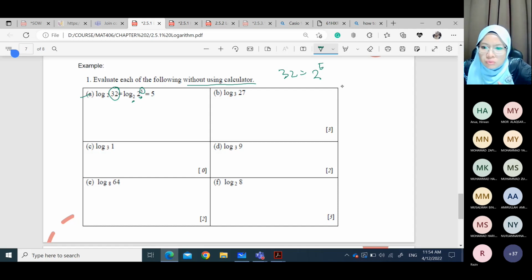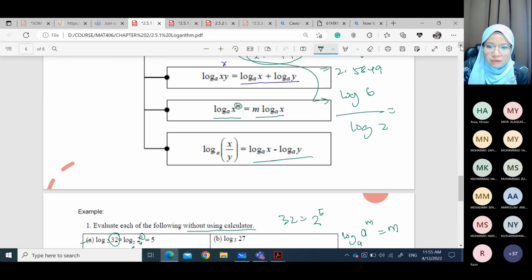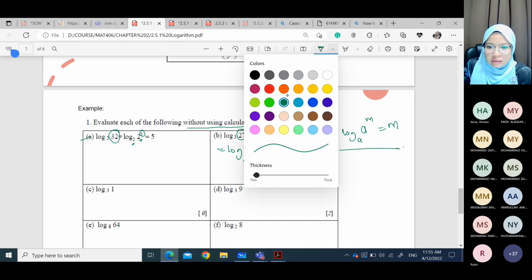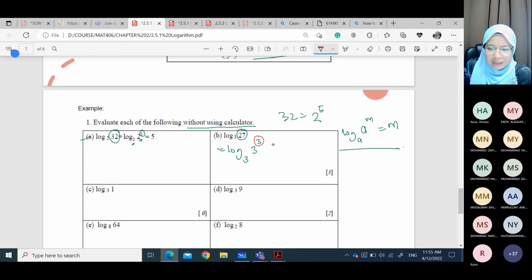Okay, so ini adalah dalam hukum logaritma, iaitu log A to the power of m, so it is equal to m. Okay, hukum yang mana tadi dah tulis tak ada situ? Oh, tak ada. Okay. Tapi ni dia punya hukum kena ingat ini. Alright, so next B, log 3 27. So log 3 27 it is equivalent with log 3. So 27 is a base of 3 to the power of 3. So the answer here is log 3 3. So index dia 3. Jadi jawapan dia adalah 3. The answer here is 3.